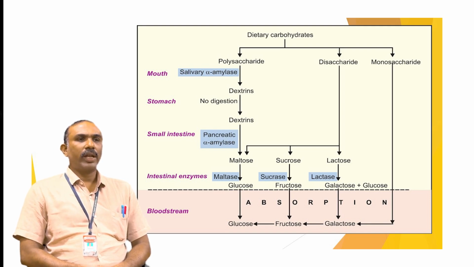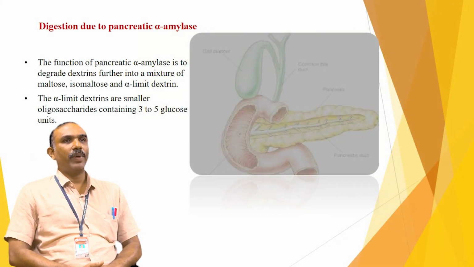These monosaccharides then enter the bloodstream by the absorption process. Digestion due to pancreatic amylase: this pancreatic amylase cleaves the alpha 1,4 linkages.